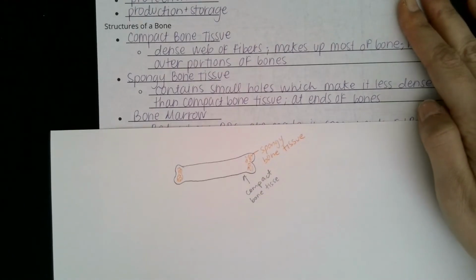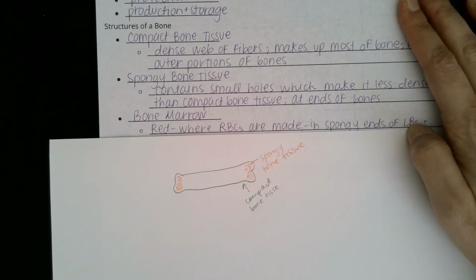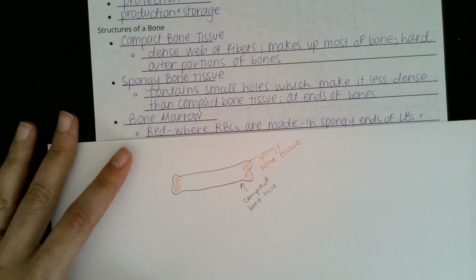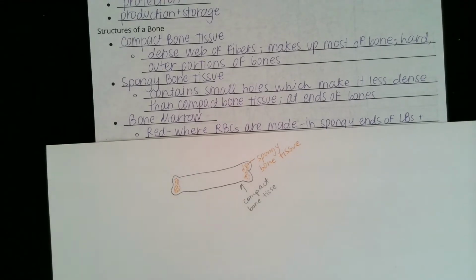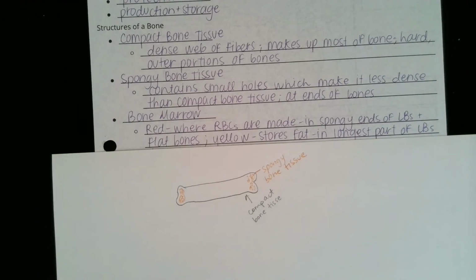The next thing is bone marrow, okay? There are actually two types of bone marrow, so I hope that you put both of them down. Red bone marrow is where the red blood cells are made. It's in the spongy ends of long bones, and it's in the flat bones. Yellow bone marrow stores fat, and it's in the longest part of long bones. So let's go ahead and draw those.